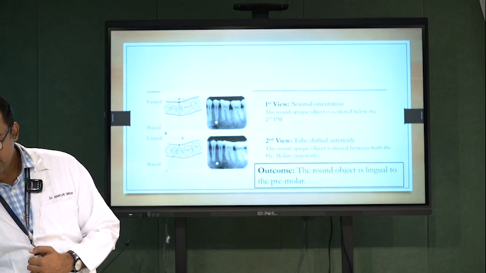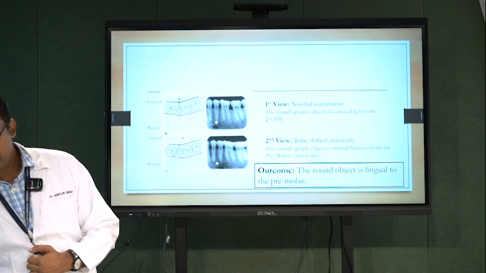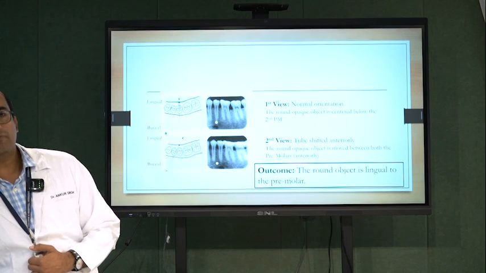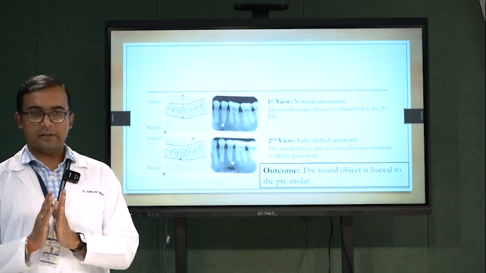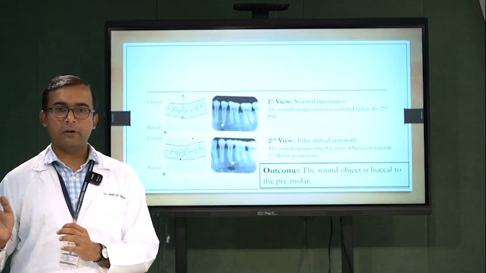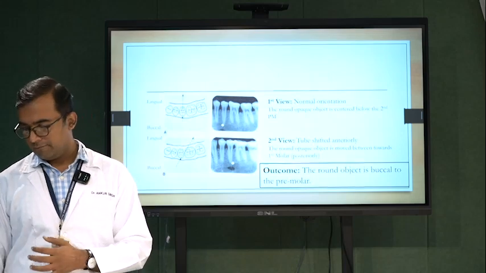So in the earlier case, this was the normal one. Then with shifting the tube mesially, the object also moved mesially, so it was same lingual. And in this case, the object moved opposite, so it is opposite buccal, so SLOB.